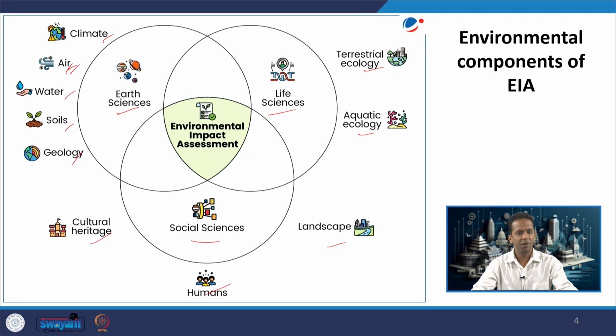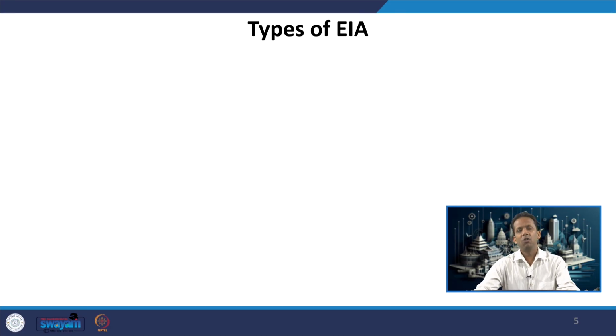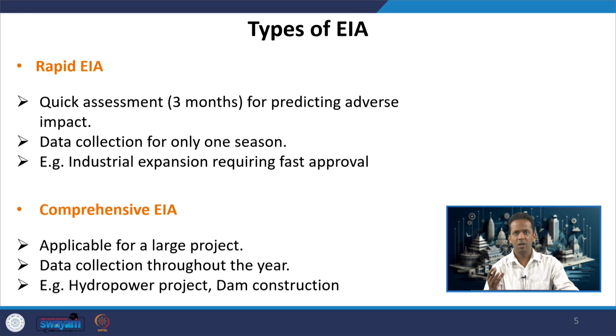We will look at the types of EIA. So, there are different types of EIA based on how we are categorizing it, but mostly it is based on the content or the detailing. If we want to do a quick or a short term EIA for some expansion project, we would go for rapid EIA, and if we have long time and the project is a big one, we would need a comprehensive EIA. So, rapid EIA is a quick assessment, typically 3 months, for predicting mainly the adverse impacts, okay, and data is collected for 2-3 months or 1 season maximum in a year, and example is industrial expansion which requires fast approval.